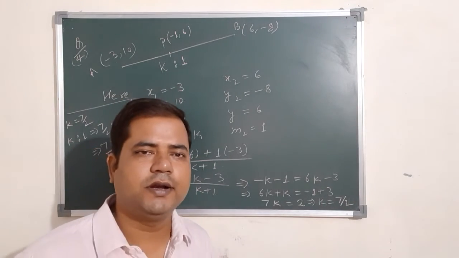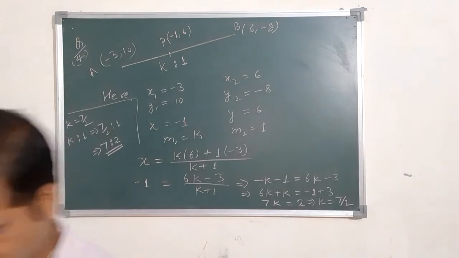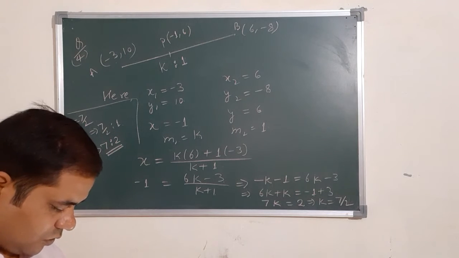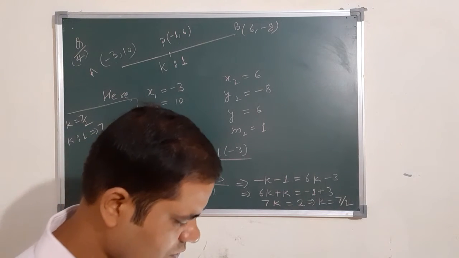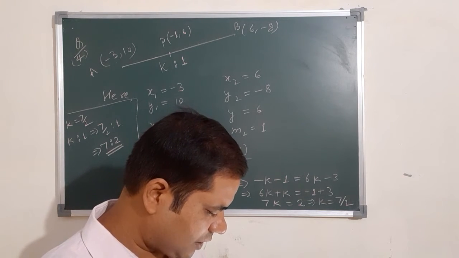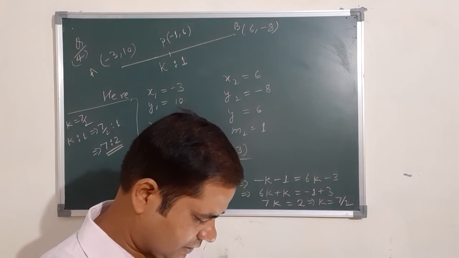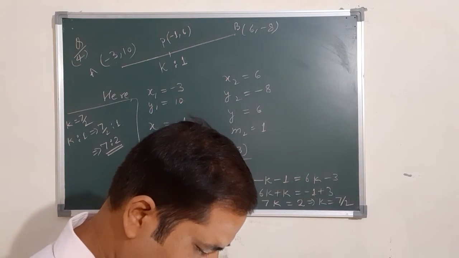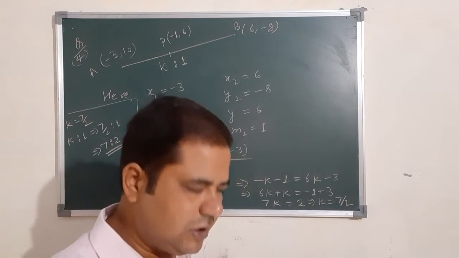Okay, I hope you completed this one. Okay, next one, question number 5. Find the ratio in which the line segment joining the point (1, -5) and (-4, 5) is divided by the x-axis. Also, find the coordinate of the point of division.